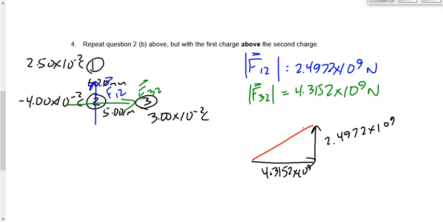And our resultant vector right here is our net force. So how do we find F there? Now it's easy. This is like grade 9 math, right? Yeah, it's the Pythagorean Theorem. It's the square root of this squared plus this squared. When we do that, F works out to be, the magnitude at least, 4.99 times 10 to the 9 newtons.